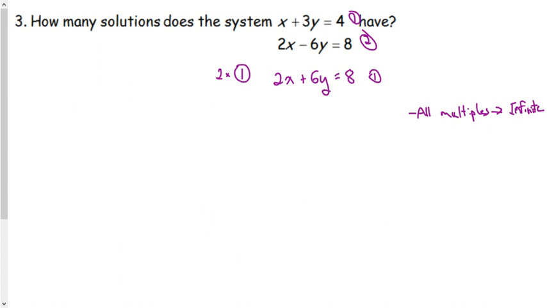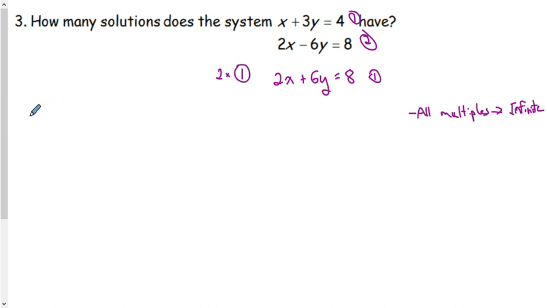Okay. What about another possibility? If the slope is the same, but the y-intercept is different, then we would say that we have no solutions, right? If the slope is the same, but the y-intercept is different, that means they're parallel, like that. Again, not exactly parallel. Let's put them in y equals mx plus b form.